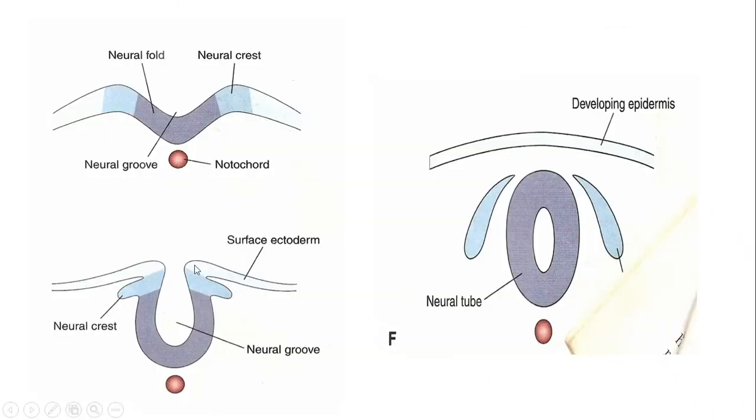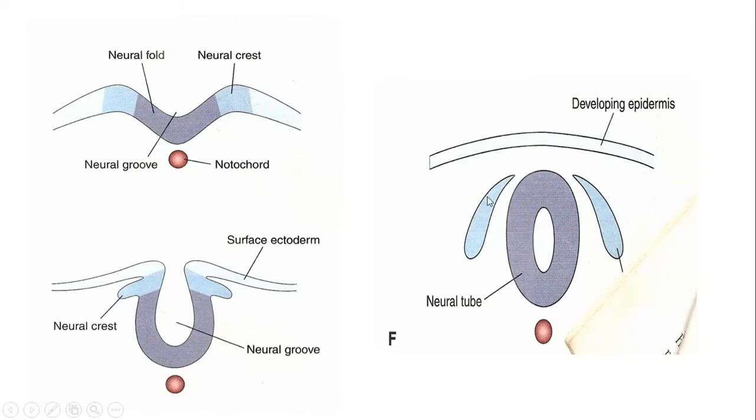This is called the crest. These edges are called the crest, and the cells present in this site are called the neural crest cells. When the neural tube becomes separate from the surface ectoderm and it becomes a complete tube, these crest cells slip from this site and go to different parts for the formation of the different structures of our body.